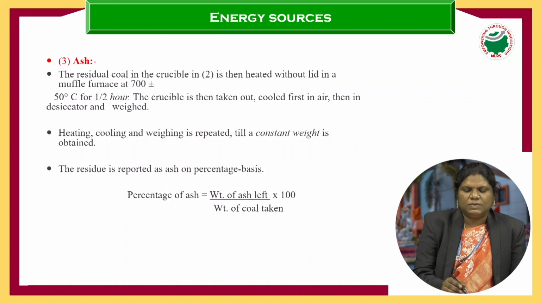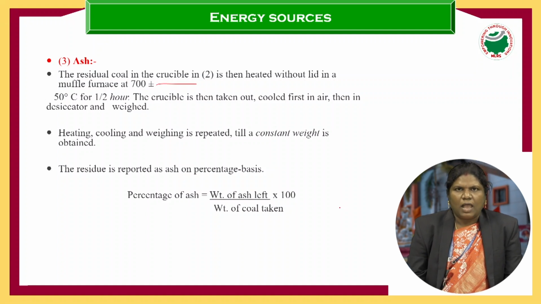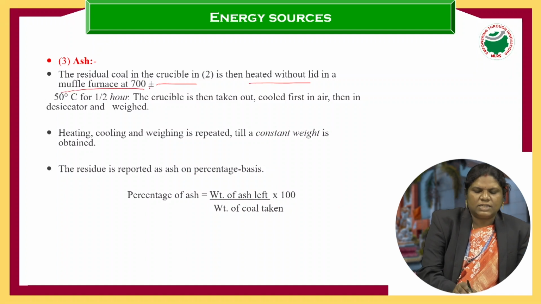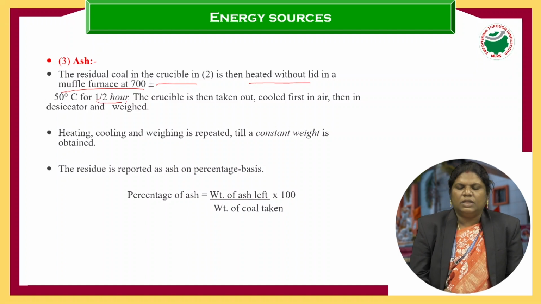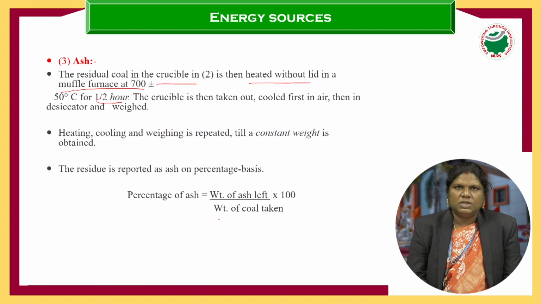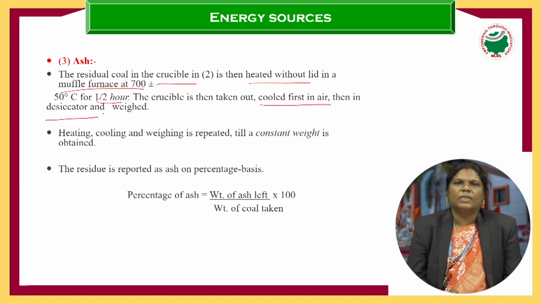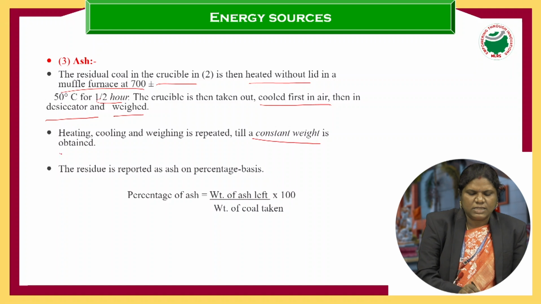Next, ash content. The residual coal which is left in the crucible after the determination of the volatile matter is then heated without lid in a muffle furnace maintained at 700 degrees centigrade for half an hour. After half an hour, the crucible is taken out and cooled first in air, then in desiccator, and the sample is weighed. Heating, cooling and weighing is repeated till a constant weight is obtained.